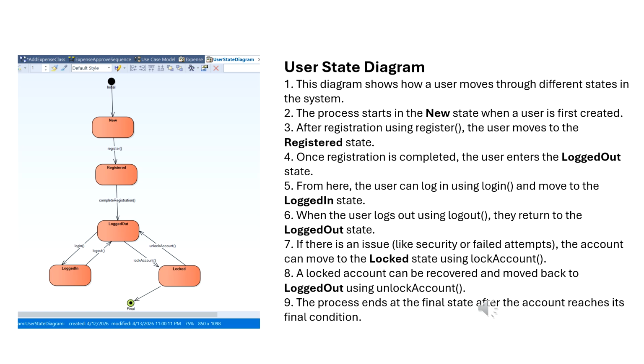If there is a problem like multiple failed login attempts, the account moves to locked state using lock account. The account can later be recovered using unlock account. And then the process ends at the final state after the account reaches its final condition. These states are controlled by methods defined in the user class. So again, the state diagram is directly connected to the class diagram.